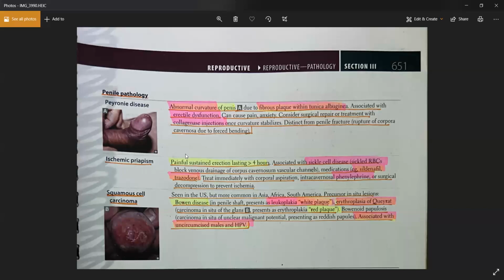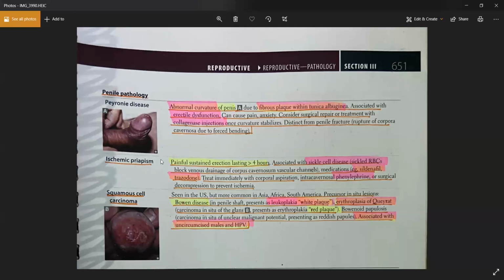And I told you in the psychiatry part, if you give trazodone to a sickle cell anemic patient, they can have ischemic priapism, remember? So this ischemic priapism is a side effect of trazodone that is especially seen in the sickle cell anemic patient. If you give the patient sildenafil, again because of this prolonged erection, the patient can again have ischemic priapism.